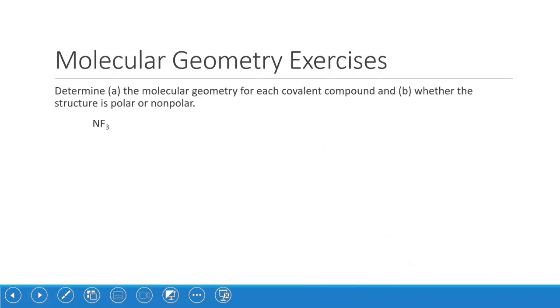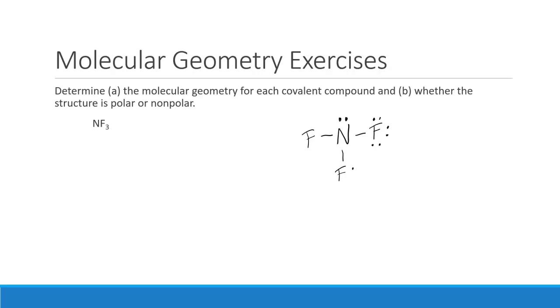Okay? The next example is NF3. And if you remember, nitrogen has 3 bonds, each one to a fluorine, and 1 lone pair on the nitrogen. And all the fluorines had 3 lone pairs. But the lone pairs on the fluorines don't actually matter when we're determining molecular structure and polarity. Okay?